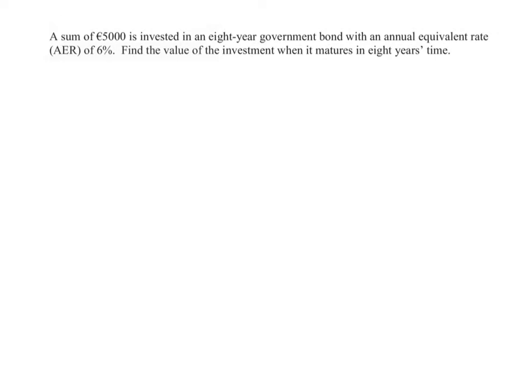A sum of €5,000 was invested in an 8-year government bond, so a savings bond, with the AER rate of 6%. Find the investment at the end of 8 years. Okay, so you're basically doing your future value formula. So you're saying F is equal to P bracket 1 plus I times T.